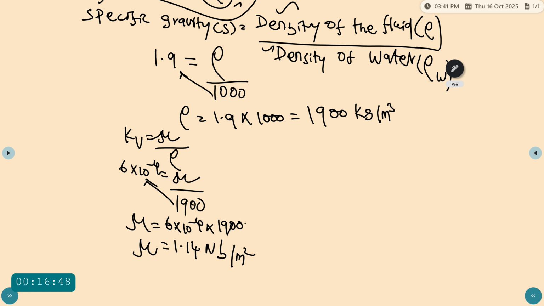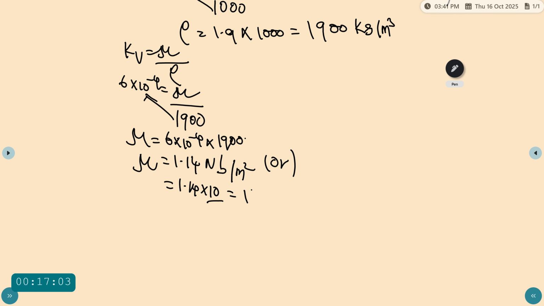Sometimes we can express the value in terms of poise. For converting to poise, we have to multiply the value by 10. So the answer is 11.40 poise. You can express the viscosity in poise also, but in general we use Newton second per meter square. Okay. Next we will move on to another problem.